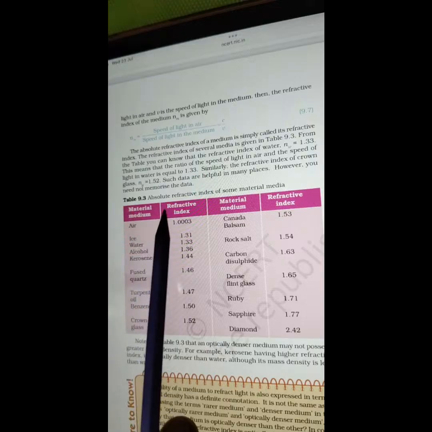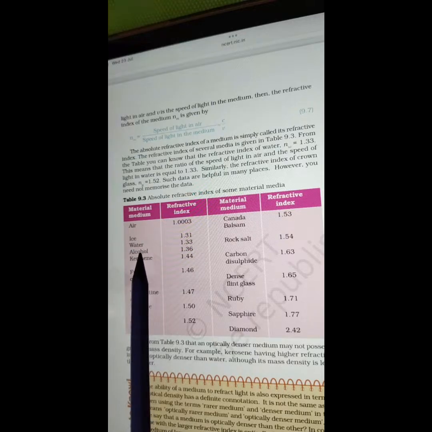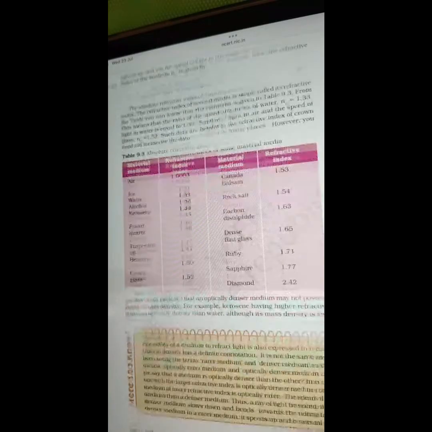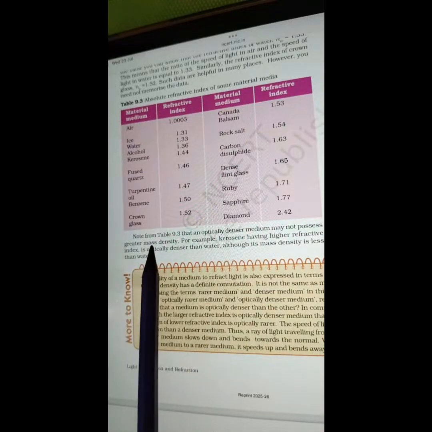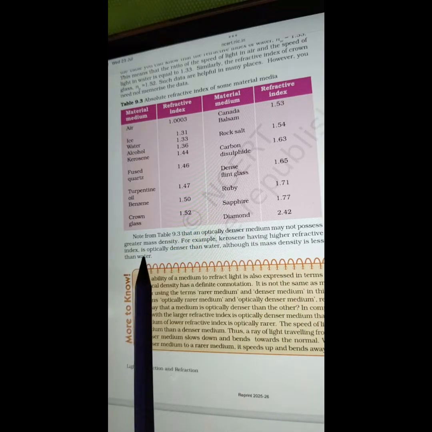Table 9.3 has given you the refractive index values for air, ice, water, alcohol, kerosene, fused quartz, turpentine oil, benzene, crown glass, Canada balsam, rock salt, carbon disulfide, dense flint glass, ruby, sapphire, and diamond. Note from table 9.3 that an optically denser medium may not possess greater mass density. For example, kerosene, having higher refractive index, is optically denser than water, although its mass density is less than water.